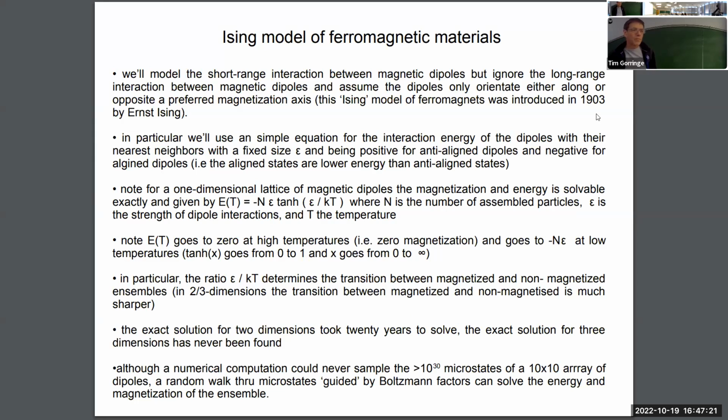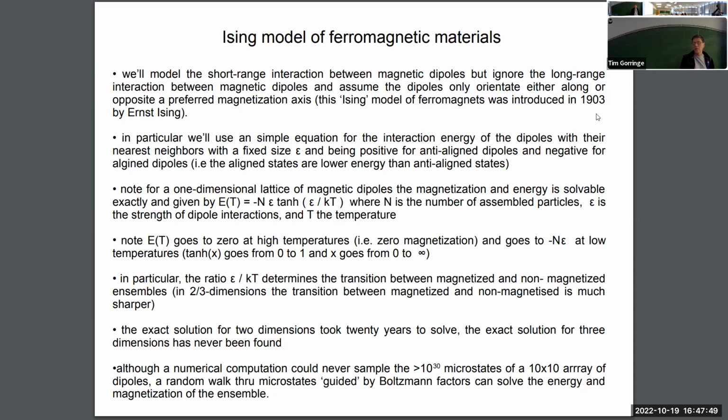Okay. So now I want to get a little bit more quantitative. I want to describe a model for ferromagnetic materials, and then I want to describe how we can implement the model to make calculations of magnetizations, magnetic energies. So the model is called the Ising model. You may well have heard of it.